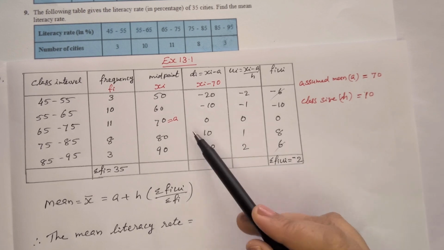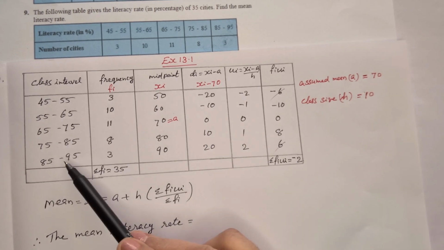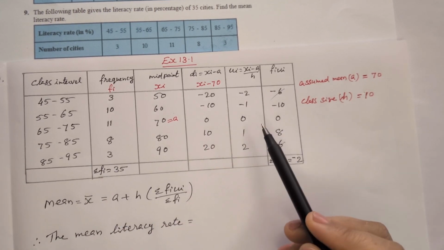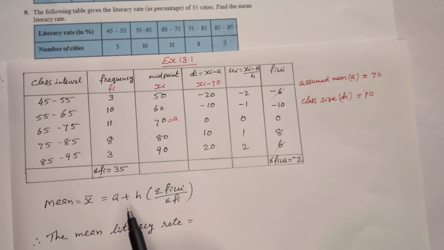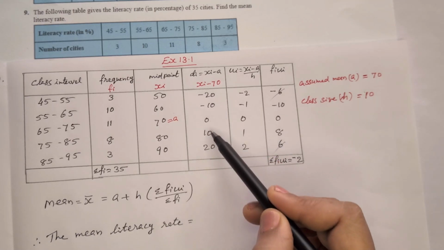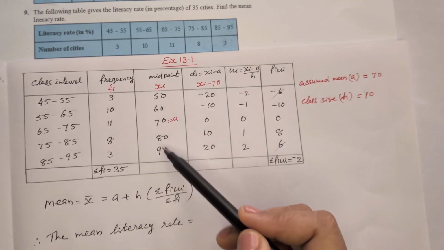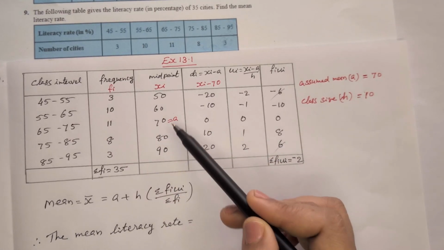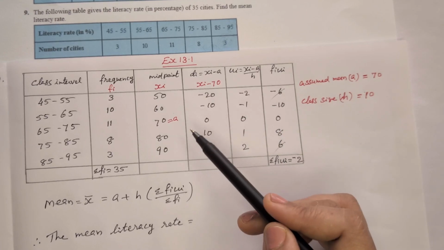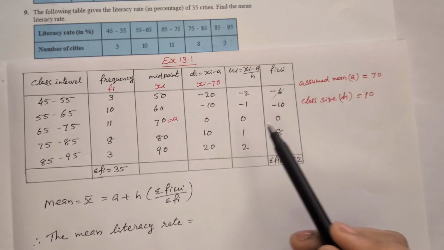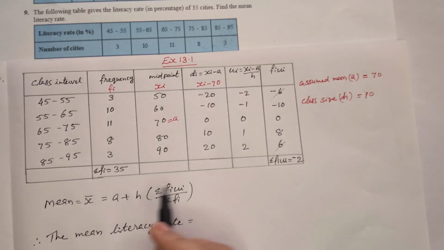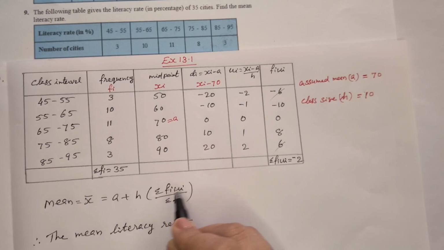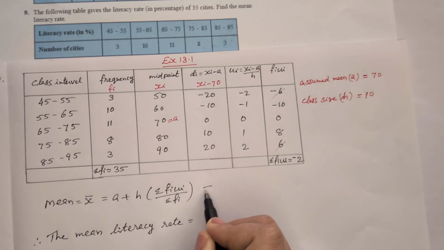Here the assumed mean is 70, class size is 10, and the formula is mean is equal to A plus h into sigma fi ui by sigma fi. If the values are bigger, then just go for the step deviation method, that is easy. In place of the direct method, more calculations will come there. So when we apply the step deviation method, calculation is easy.